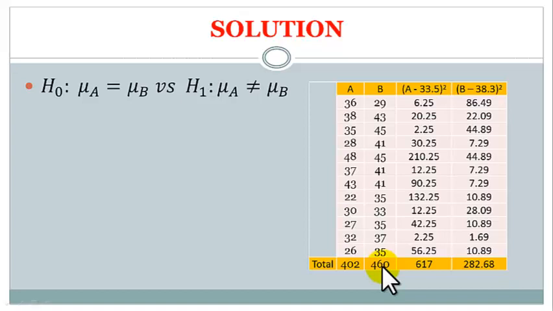Here we are testing the null hypothesis mu A equal to mu B. That is, the two mean scores are equal. We are testing this against the alternative hypothesis H1: mu A is not equal to mu B. That is, the mean scores for the two exams are not equal. Again, this is a two-tailed test. Here the sample sizes NA is 12 and NB is 12.